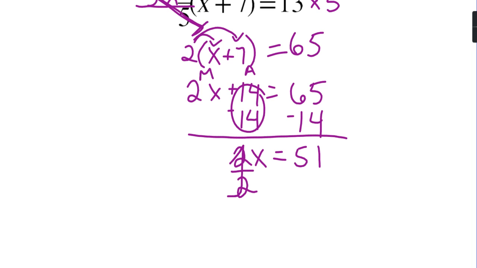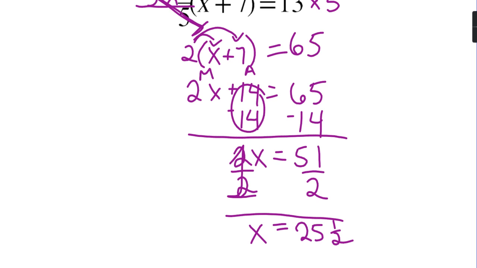2 divided by 2 is 1. Divide by 2 on the right side. So I have 51 divided by 2, we'll go ahead and simplify that. Positive divided by positive, we're going to have a positive solution. 50 divided by 2 is 25. So this is 25 and 1/2.